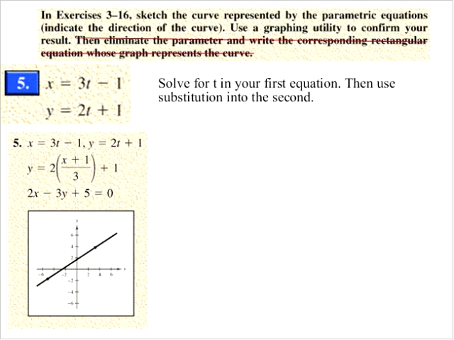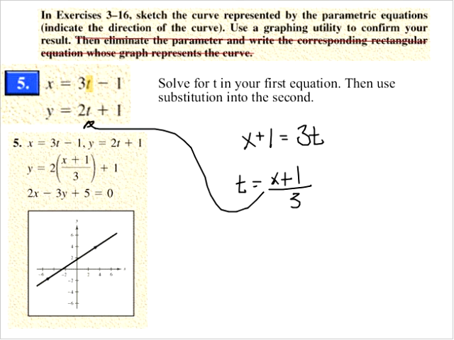Okay, we can also change our parametric equations into a rectangular equation by using substitution. So what we would have to do is solve for t in your first equation for x equals. So I would start by adding 1 to both sides and then dividing by 3. So t equals (x plus 1) all over 3. And then we're going to substitute that into our second equation.